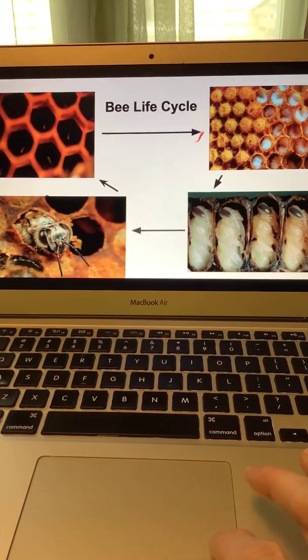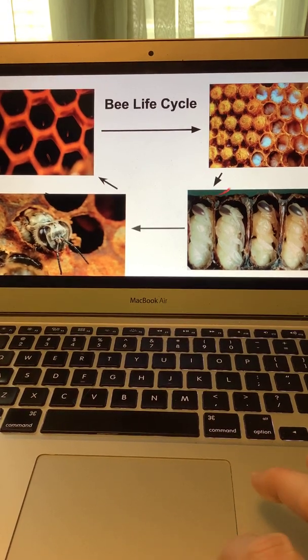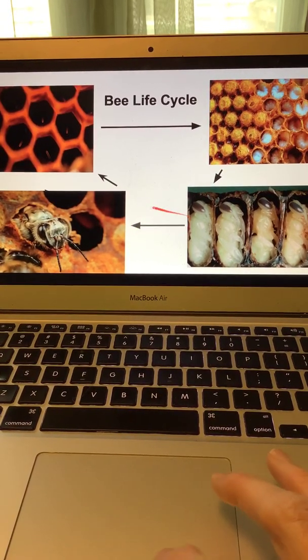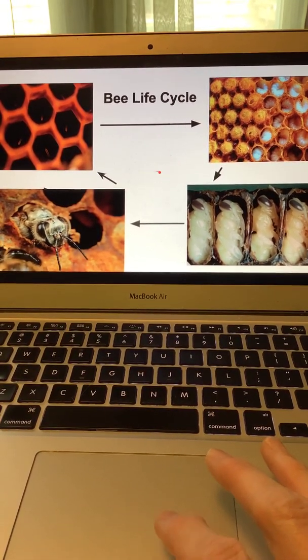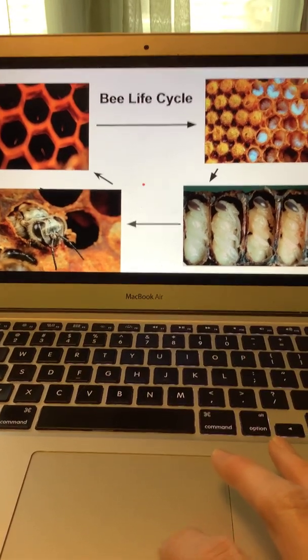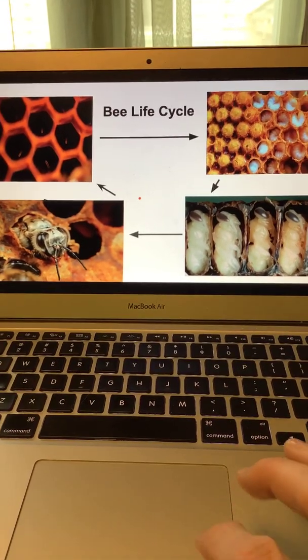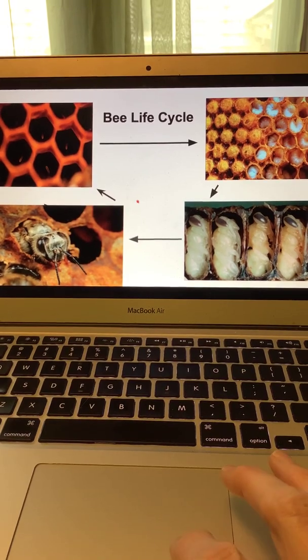Also, include these arrows to show where you go, one step to the other. And because it's a cycle, there's no end to it. It just keeps going and going, going, going, going around. I like playing with that red pointer. Okay, so your bee life cycle, it's inside the cell.